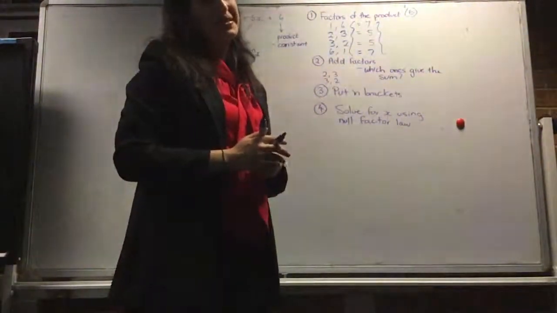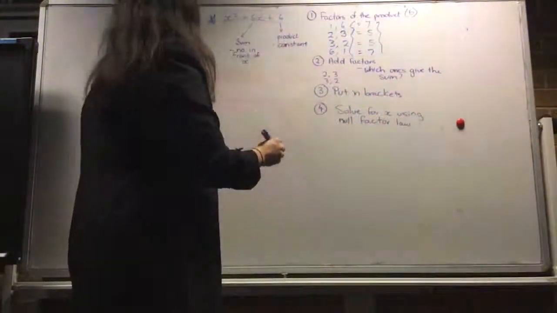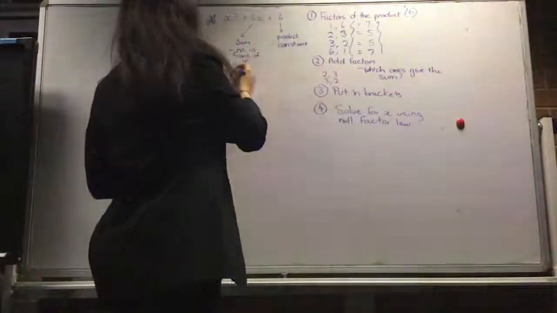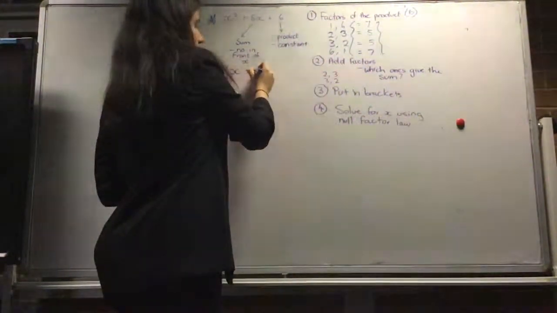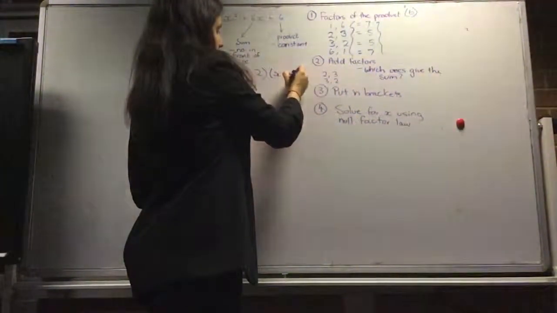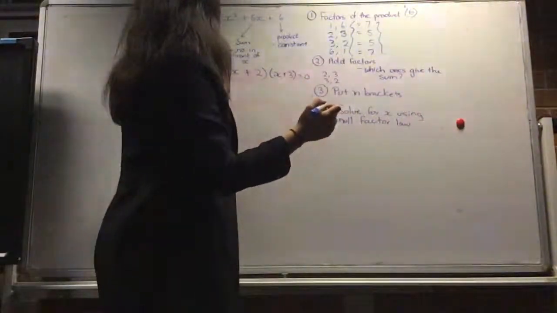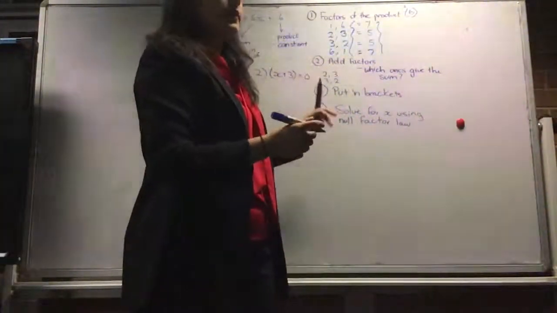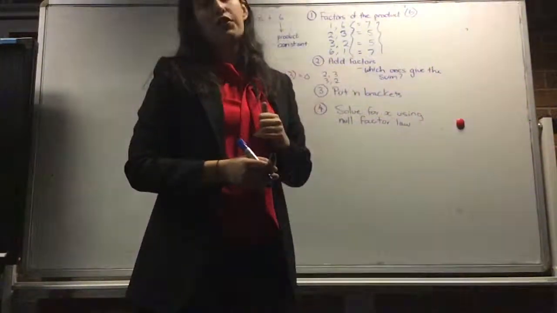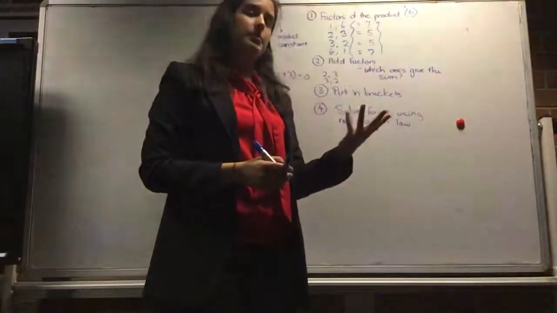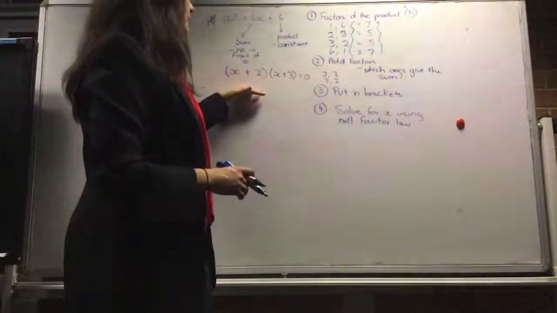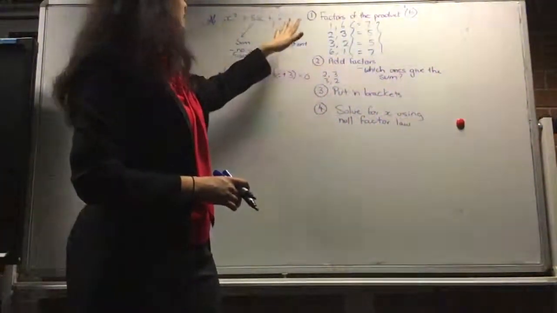Step 3, put them in brackets. Alright, so now I've done all that, I can go, well, that therefore equals x plus 2 times x plus 3, which is equal to 0. I'm not going to put the equal sign there because I've got it here. So I've got x plus 2 times x plus 3 equals 0. Now if you wrote that as x plus 3 times x plus 2, it doesn't matter, it means the same thing.